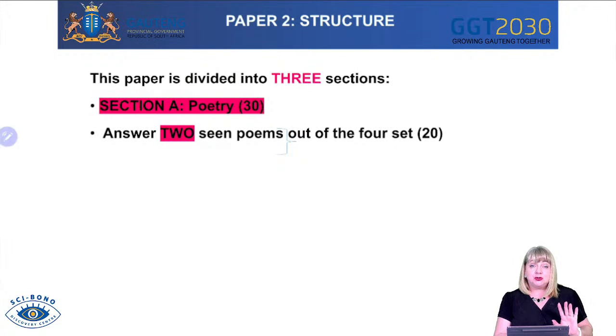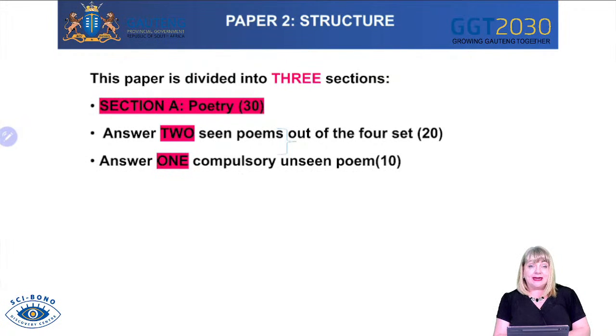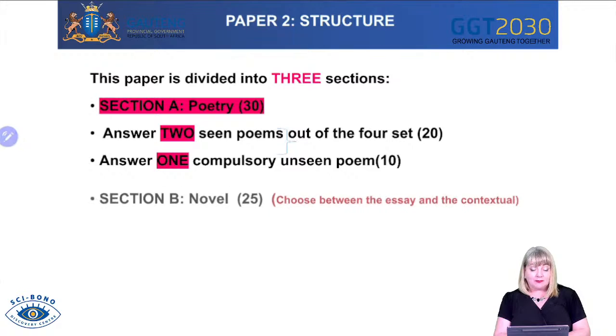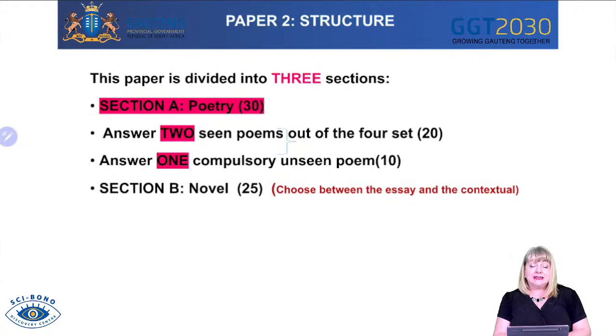And then questions 2, 3, and 4 are contextual questions based on poems that you have studied this year. And you choose any 2. And then, as I said a moment ago, question 5 is your compulsory unseen poem. And that is also for 10 marks. So you've got 2 seen poems for 10 marks each and an unseen poem for 10 marks, which brings you to that total of 30.